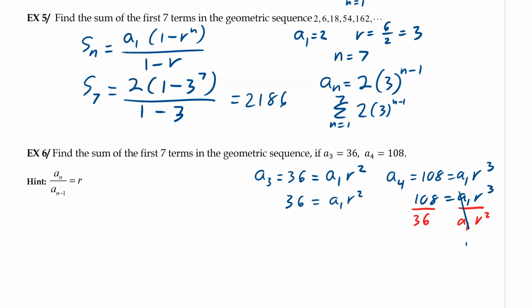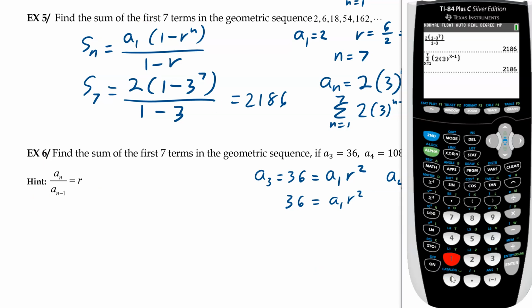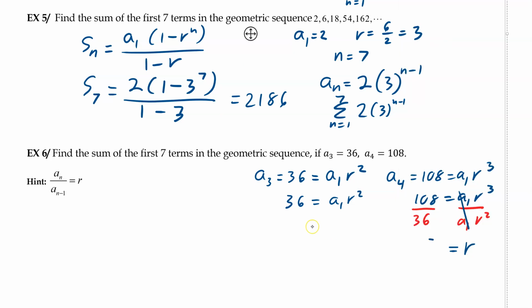And so we end up with our ratio equaling whatever that is. So 108 divided by 36 equals 3. And you could have also said, well, look, it's only a sub 3 and a sub 4. That's only one away from each other. So if I just divide them, just like I did up here, it gives me a ratio.